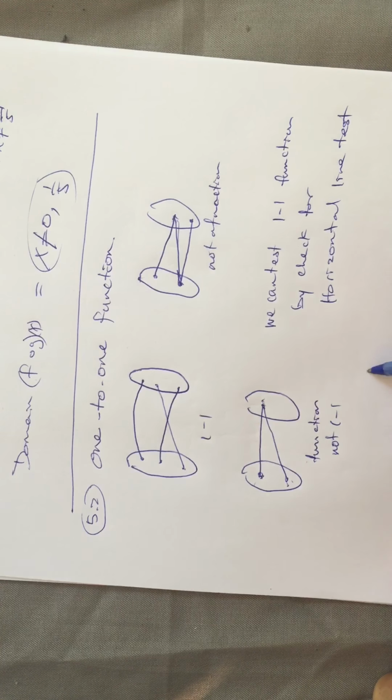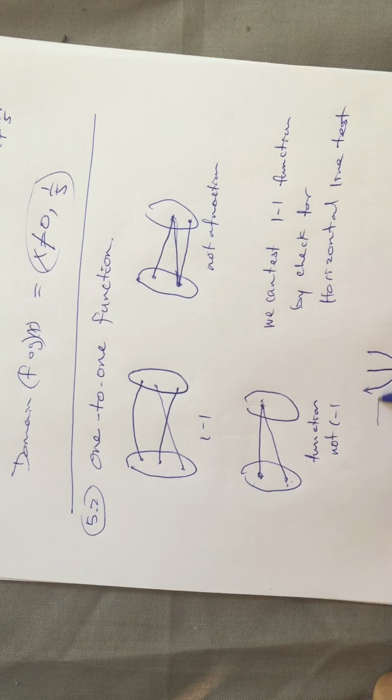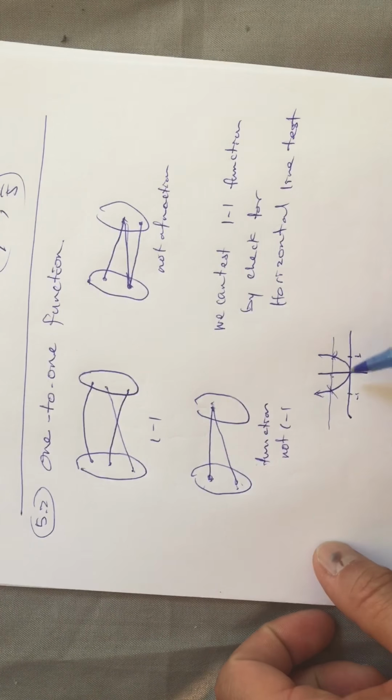What does that mean here? If you have a graph, simply a parabola, and a horizontal line crosses it at two points, it's not one-to-one. What that means is, if I plug 1 in here, you get 1. If I plug minus 1 in here, I also get 1. That's not one-to-one. That's two-to-one. Two things can get into one. So that's not a good thing.